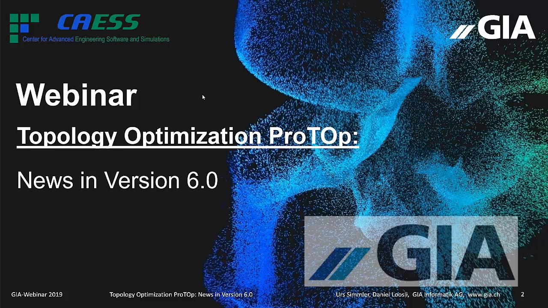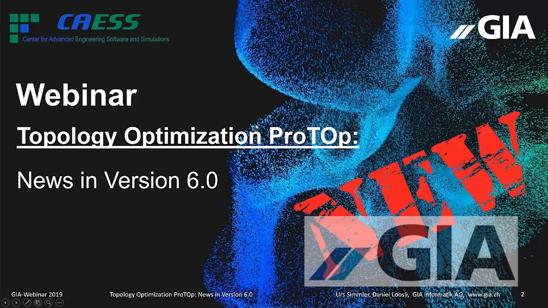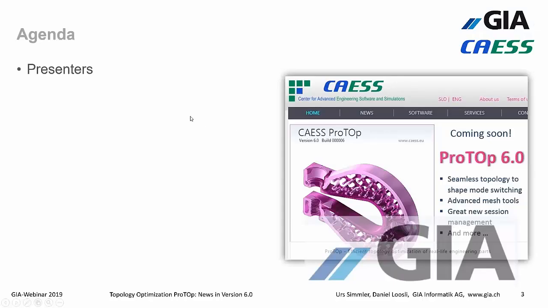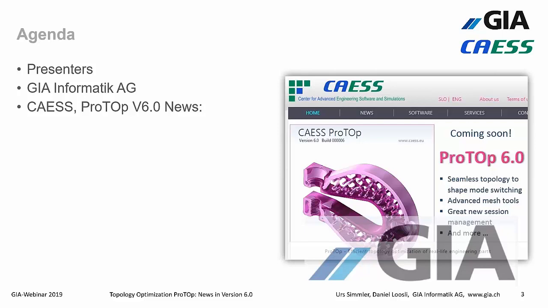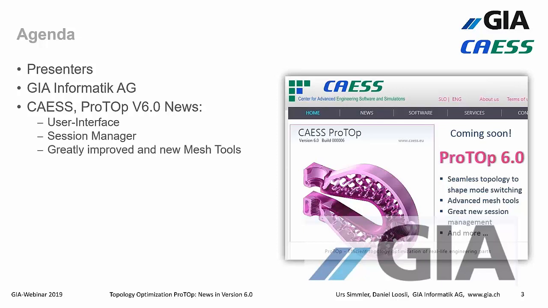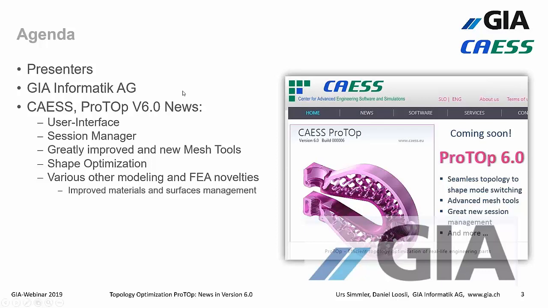I'd like to talk a little bit about the news in version 6.0. Therefore I set up an agenda for this webinar. First, a few words about the presenter and the company I'm working for. Then let's have a little overview with slides about the news in ProTop v6.0: the user interface, the brand new session manager, the improved meshing tools, the shape optimization, and some other news in ProTop 6.0.